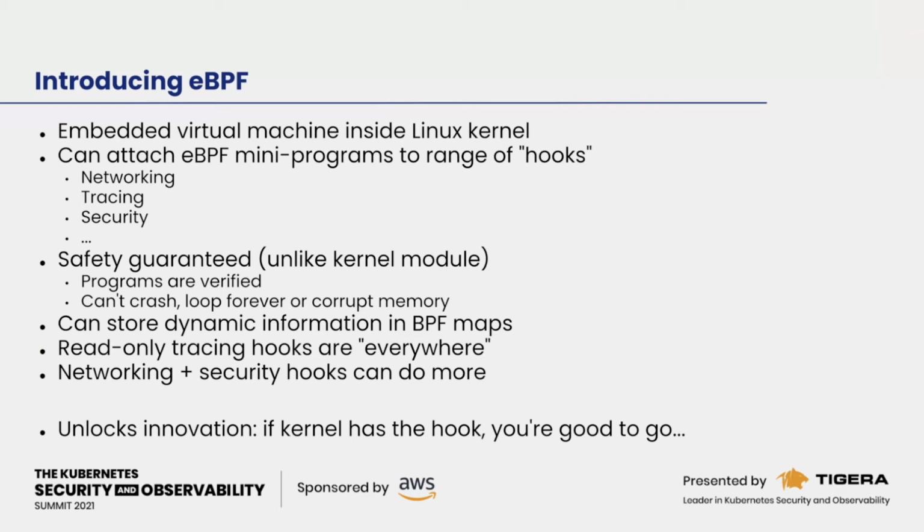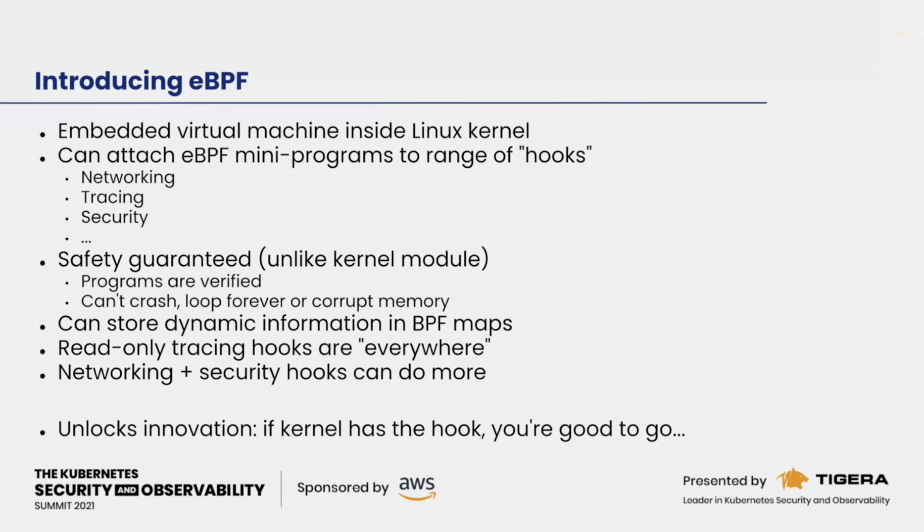BPF maps are kind of key value data structures that we can keep inside the kernel. They're totally self-defined by the BPF program as to what they mean. But the nice thing is BPF programs can share them. So you can have different programs in different parts of the kernel that share a map. And you can also read them from user space. So this is a key kind of communication vector to get information up into user space and make it useful.